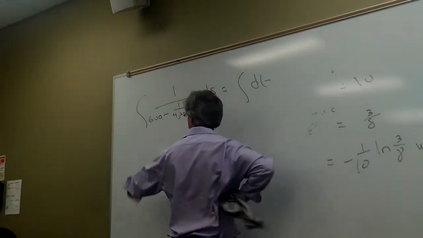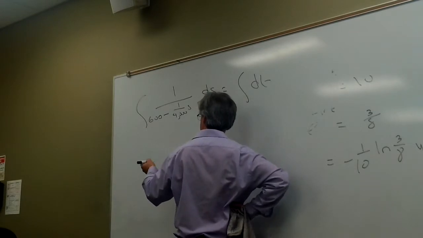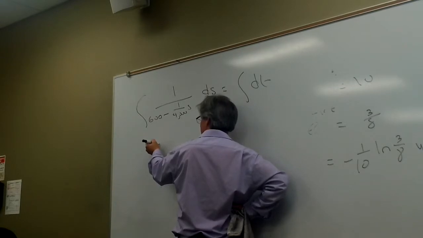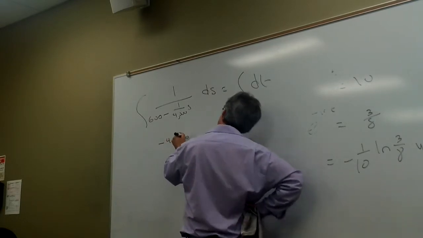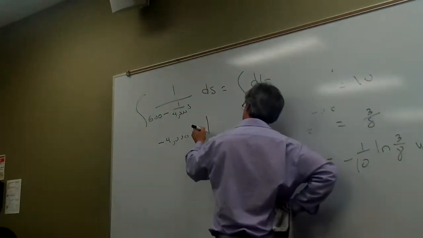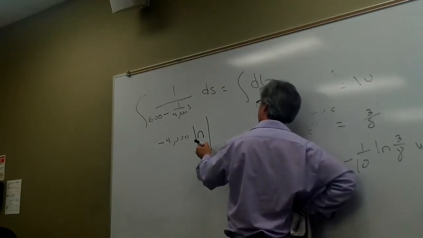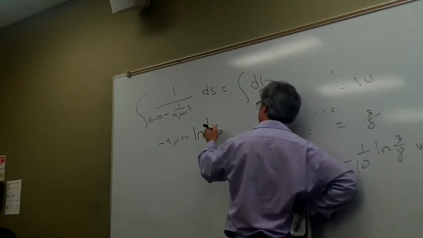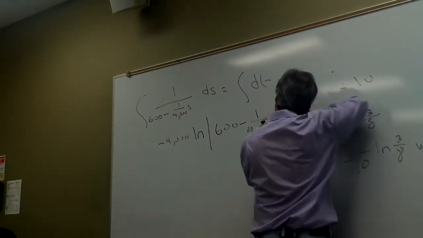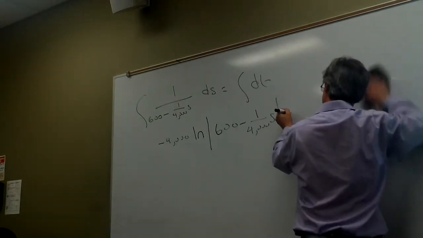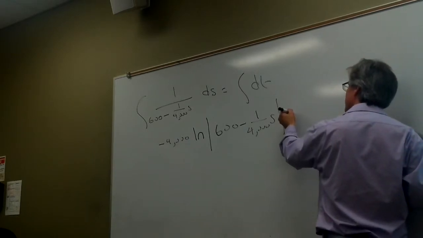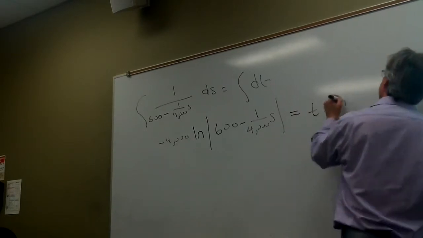You guys, 1 over 6, or it's 7. How? Negative 4,000, or negative 4,000 s, or natural log of s. Minus s, minus 1 over 4,000 s. I don't know what's going on. This is just plus the easy C part, right? Plus C. Equals t plus C.